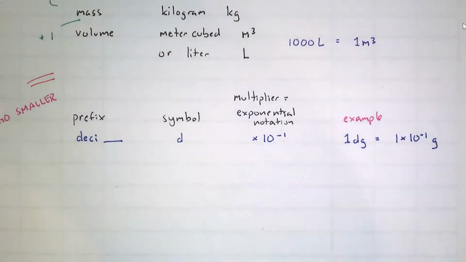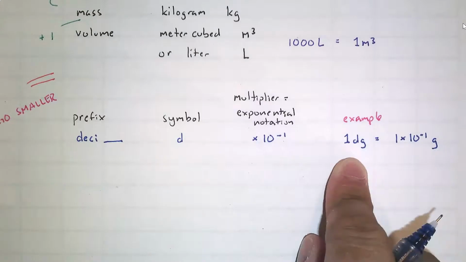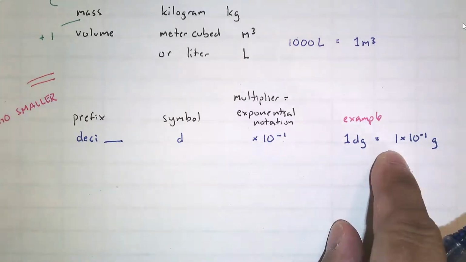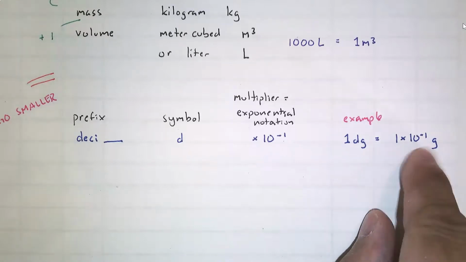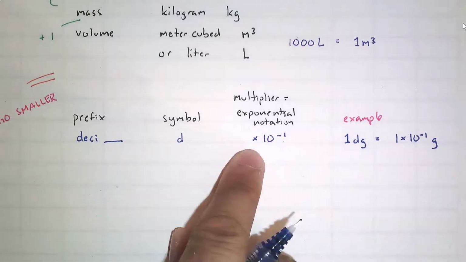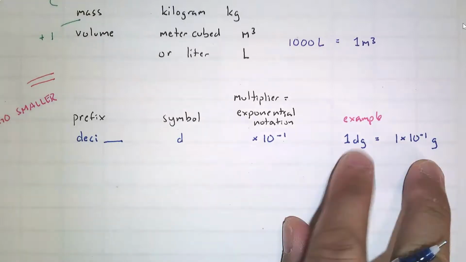So when you want to convert decigrams into grams, let's say we have 5 decigrams, it will be 5 times 1 times 10 to the minus 1, or just simply 5 times 10 to the minus 1. So these two are equivalent.